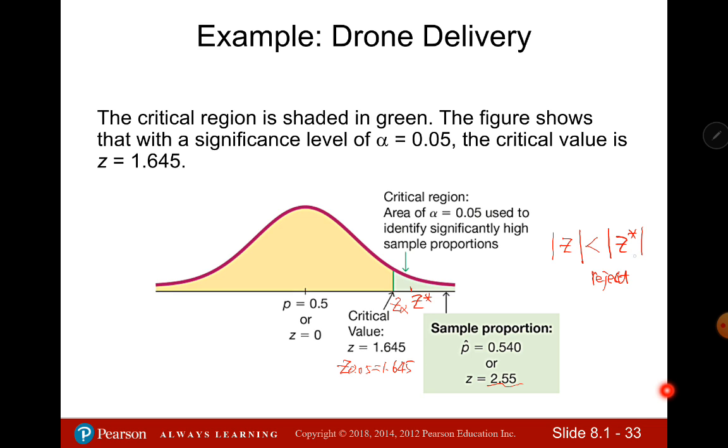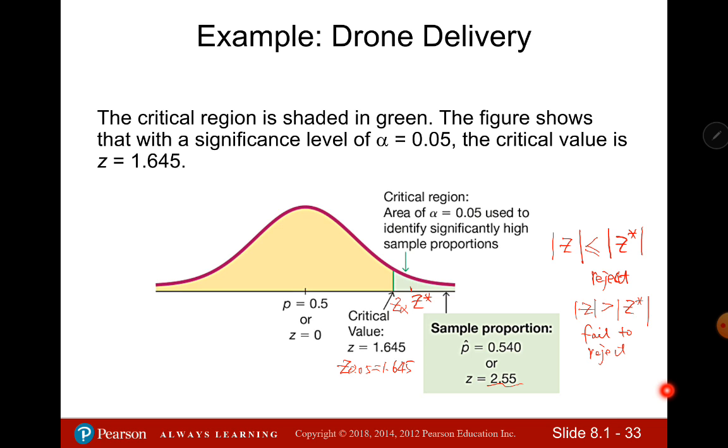So this is another way to determine the result. We determine whether to reject or fail to reject by using the critical value. If the absolute value of our test statistic is greater than the critical value, then we reject. If the critical value has the greater absolute value, then of course we will fail to reject.